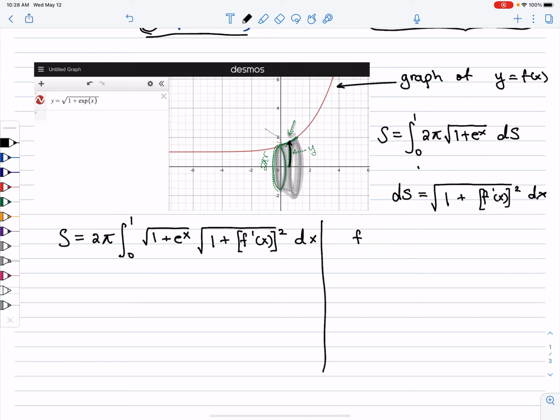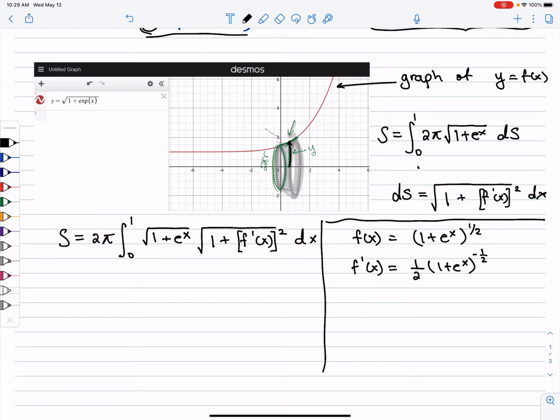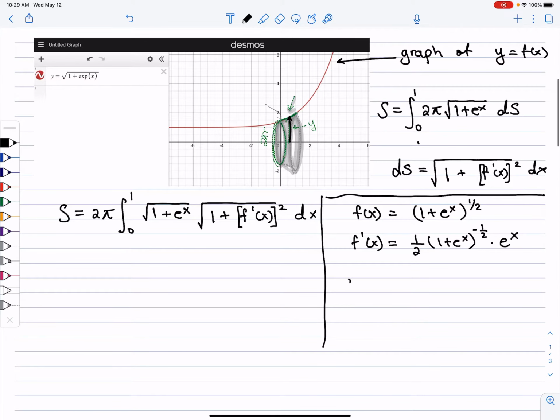We know that f of x is equal to 1 plus e to the x to the 1/2 power. So f prime of x is going to be equal to 1/2, 1 plus e to the x to the negative 1/2, times the derivative of the inside, which is e to the x. So we can say that f prime of x is equal to e to the x over 2 times the square root of 1 plus e to the x.